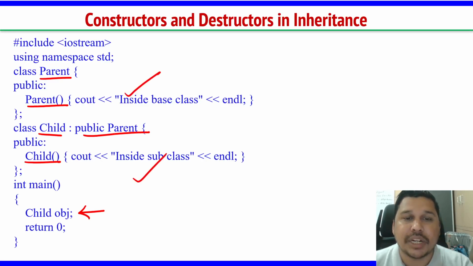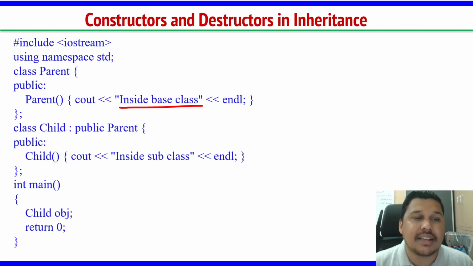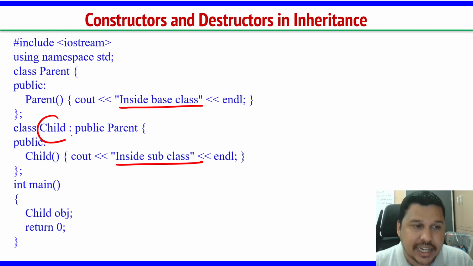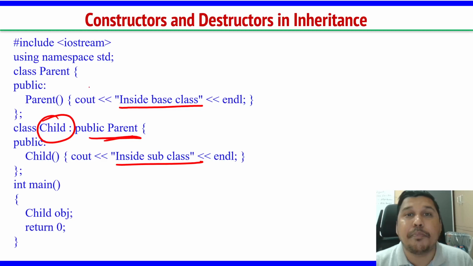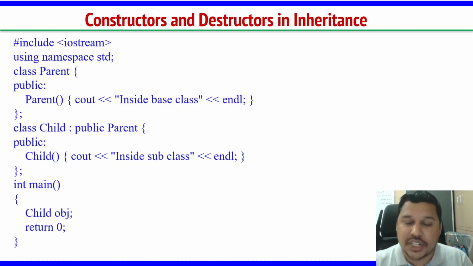When you create an object for the child class, the parent class constructor is executed, and only then the child class executes. So here the output will be first inside base class, then inside subclass. Though I am creating an object for the child class, since it's derived from the parent class, all the parent class constructors will be executed, then the child class. The same is the case for destructors.